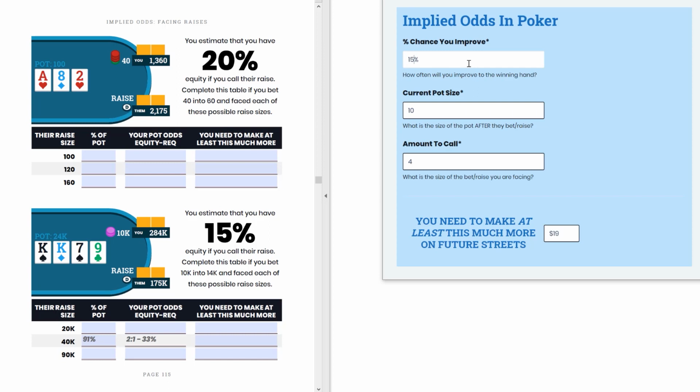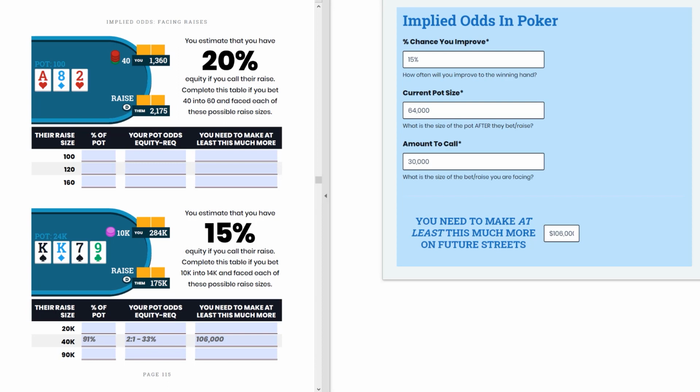We have a 15% chance of winning on the next street. The current pot size, once they raise to 40k total, is 40 plus the 24, so 64k. 1, 2, 3. How much do we have to call? Well, we already put 10 in, so we have to call 30 more in order to get involved here. Perfect. And what do we have? So we need to be able to make at least $106,000 on the river in order to justify getting involved.